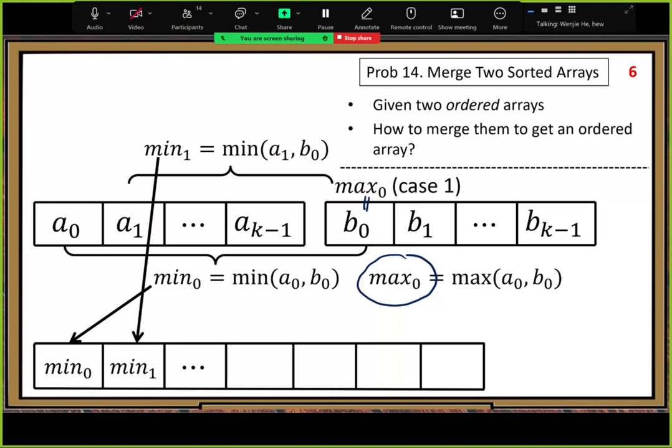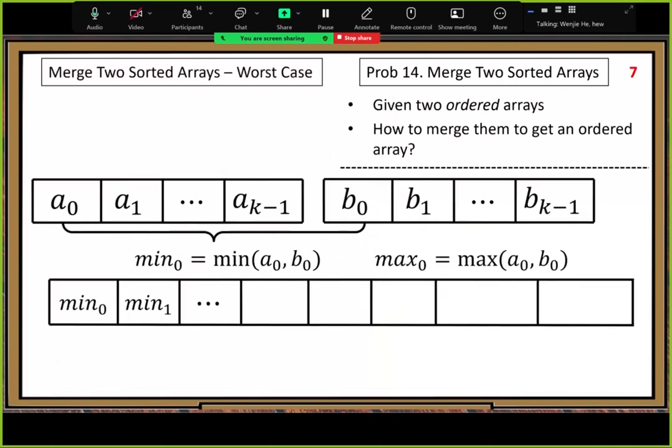The question: what is the last element we put in place? To answer it, we need to consider the best case and the worst case. Let's look at the worst case first.